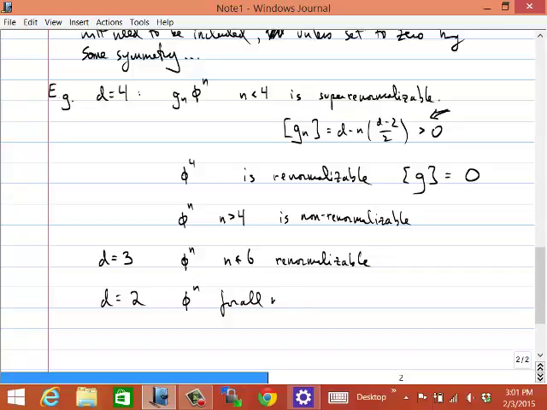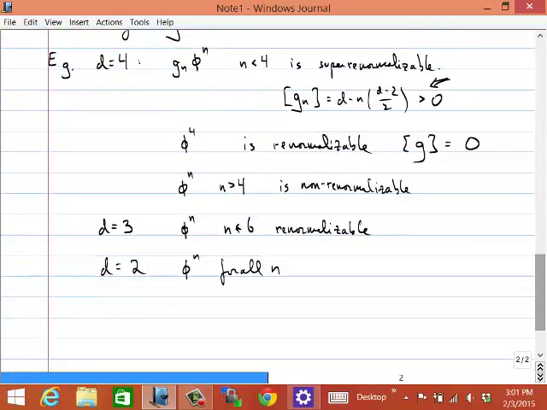Because in 2 dimensions, it turns out that the phi to the n for any n are going to be renormalizable. So the world of 2-dimensional field theories is very different from higher dimensional field theories. And finally, sometimes it's interesting to consider theories in more than 4 dimensions. These are mostly of more formal interest.